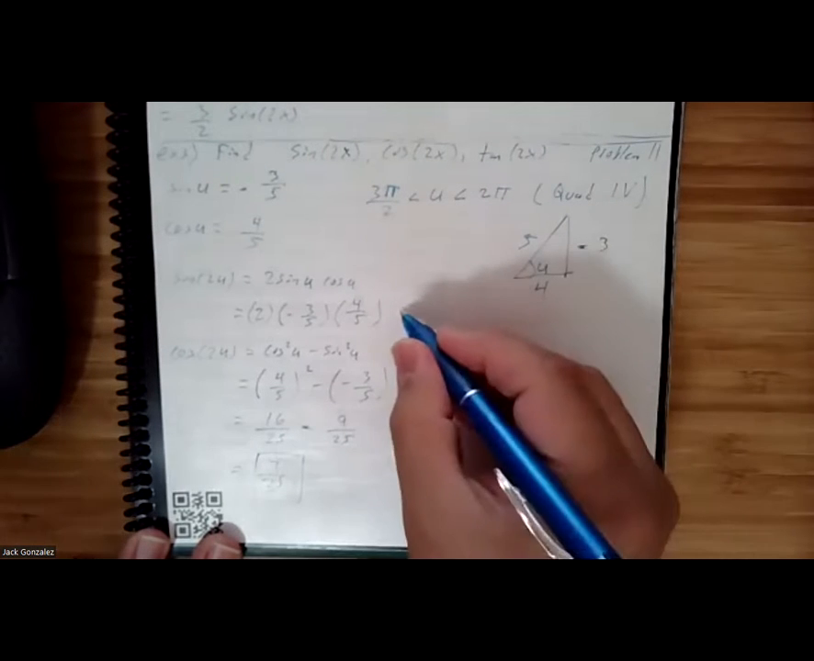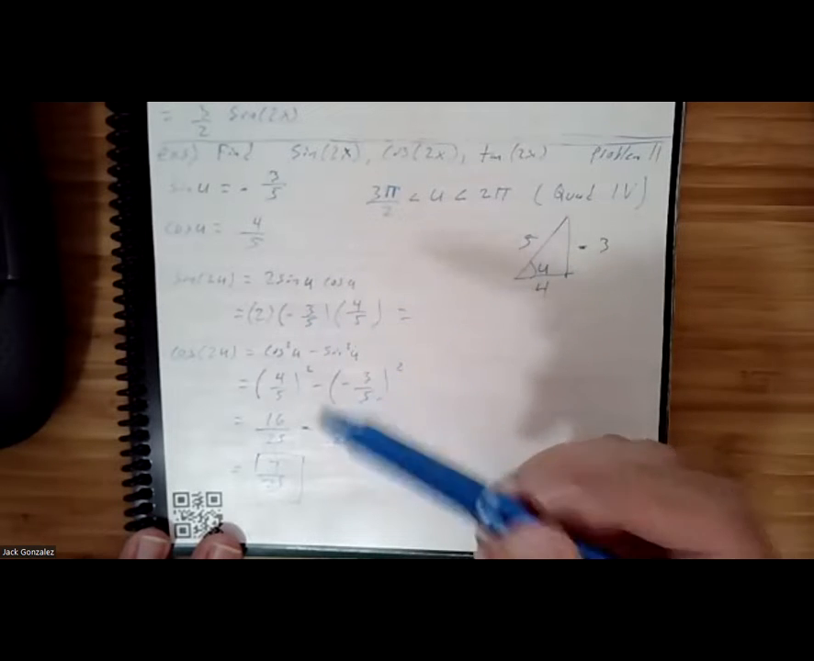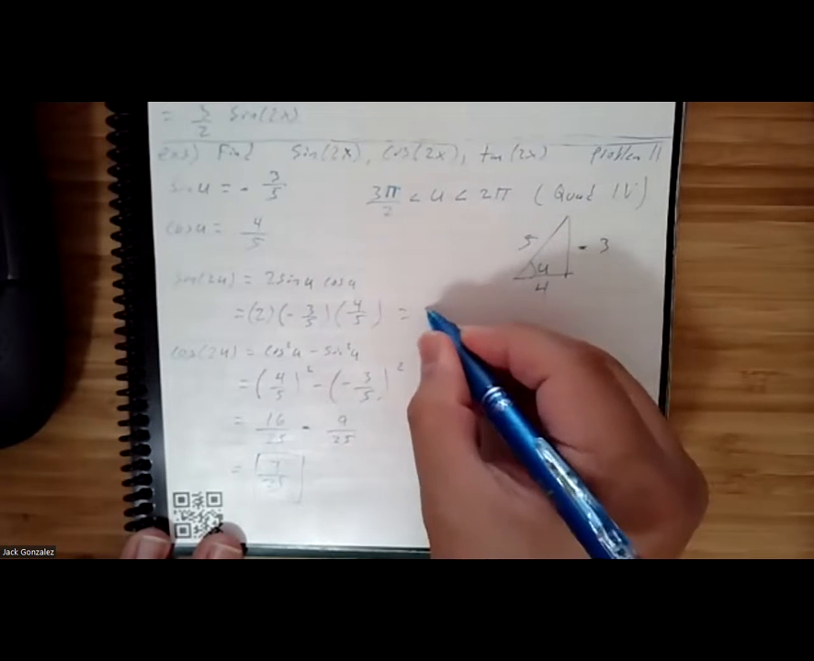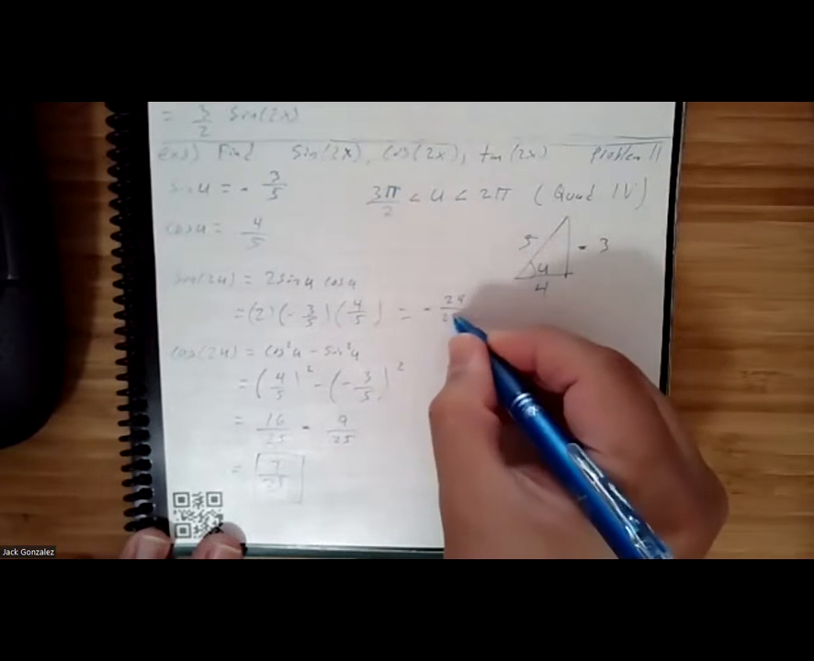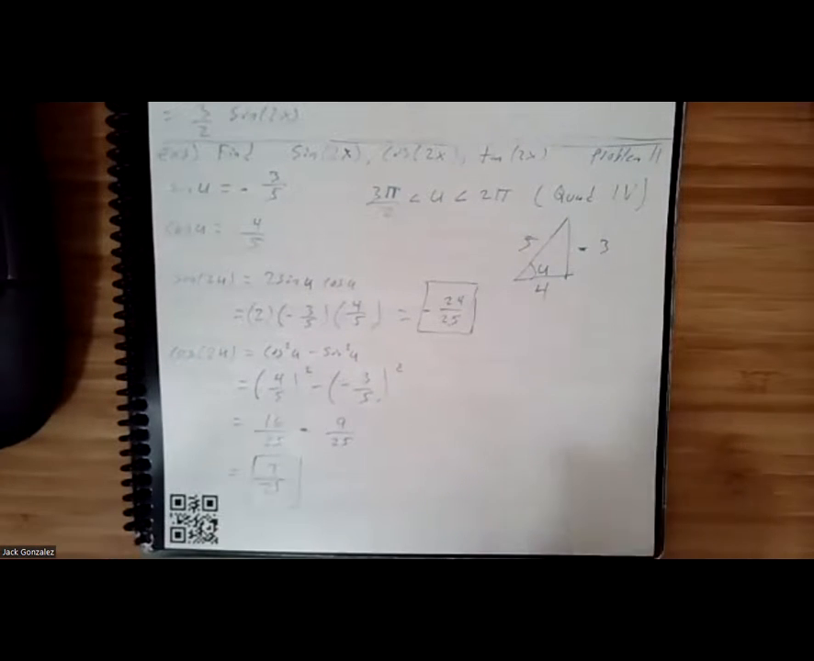I didn't even finish this one, did I? 3 times 4 is 12. Times 2 is 24. It'd be negative 24 over 25. There we go. I'll let you do tangent. So that's what they want you to do here.